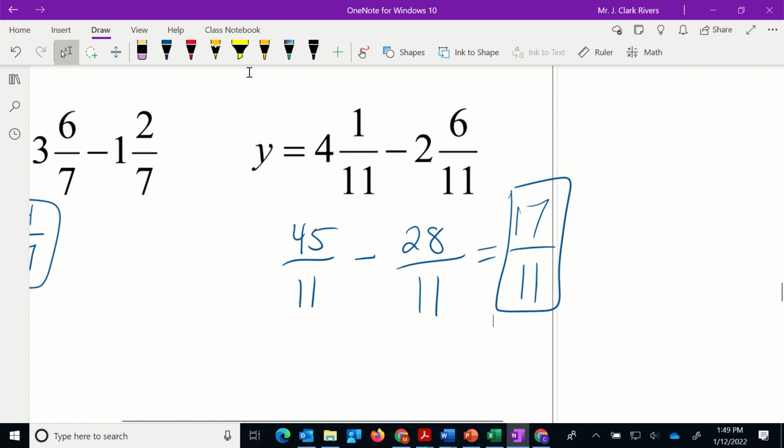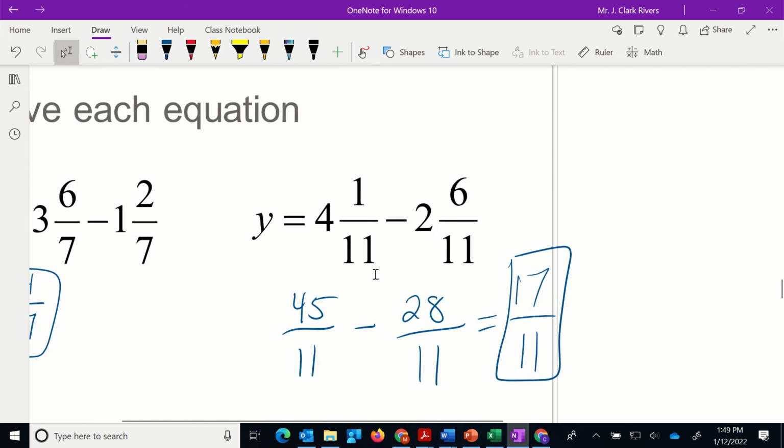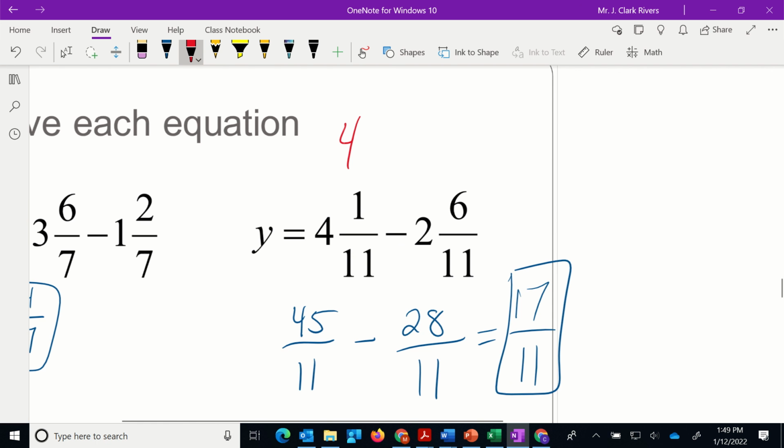Now, we did not do an estimate, but estimates are really good on this. This is like 4 minus what? 2. Yeah, 4 minus 2. I'd probably call it 2.5. So you get 1.5. But if you did 4 minus 2, you get 2. Either way, we're pretty close to that.